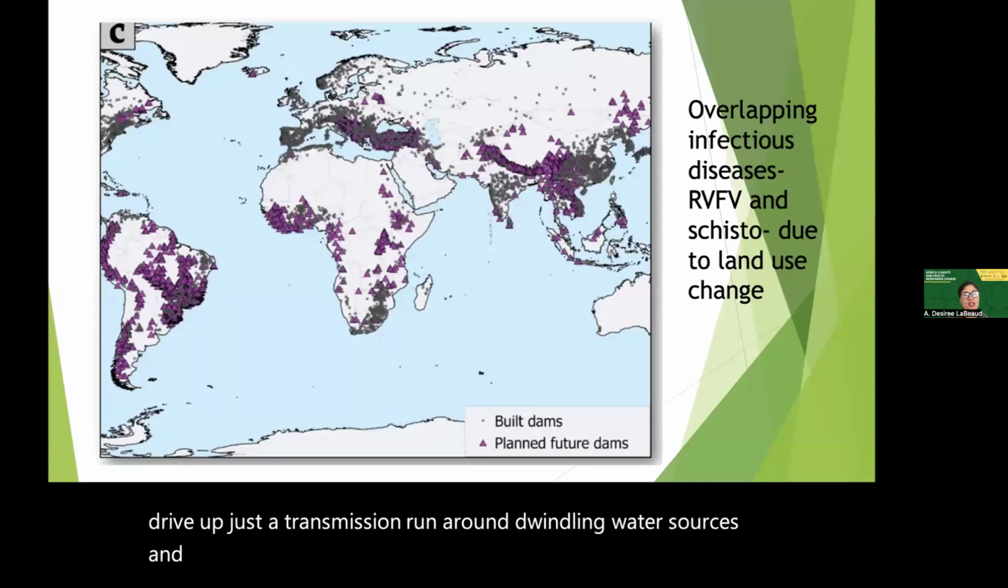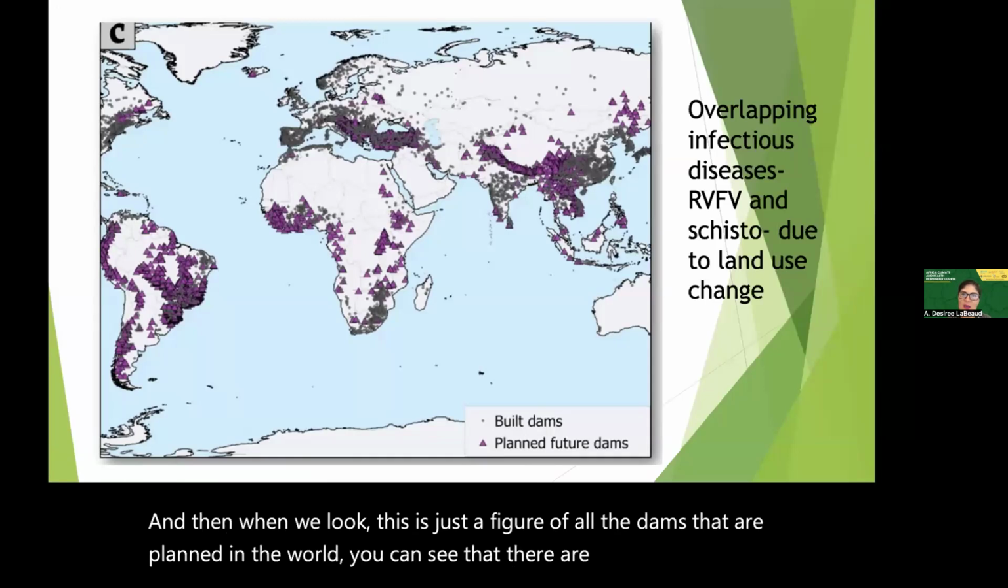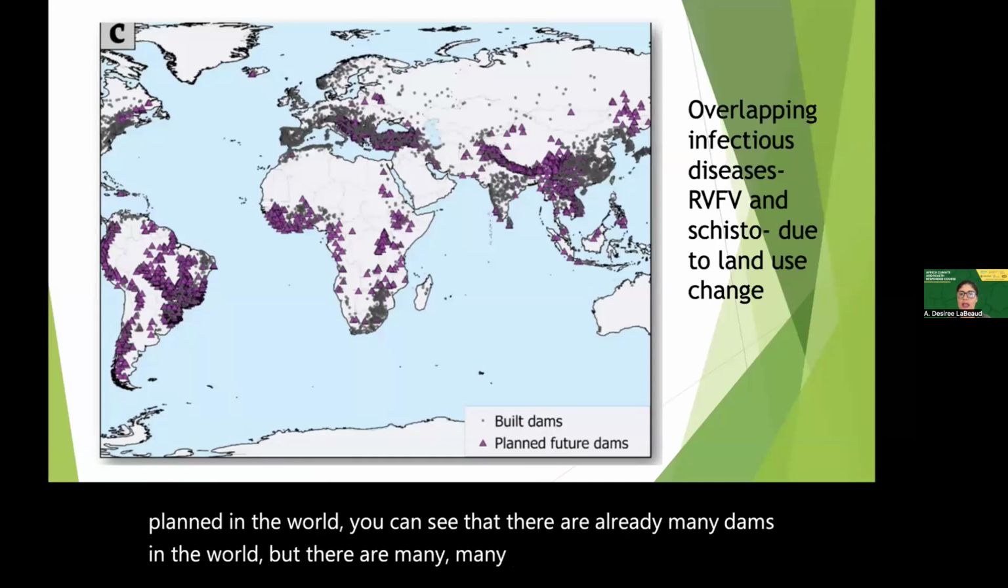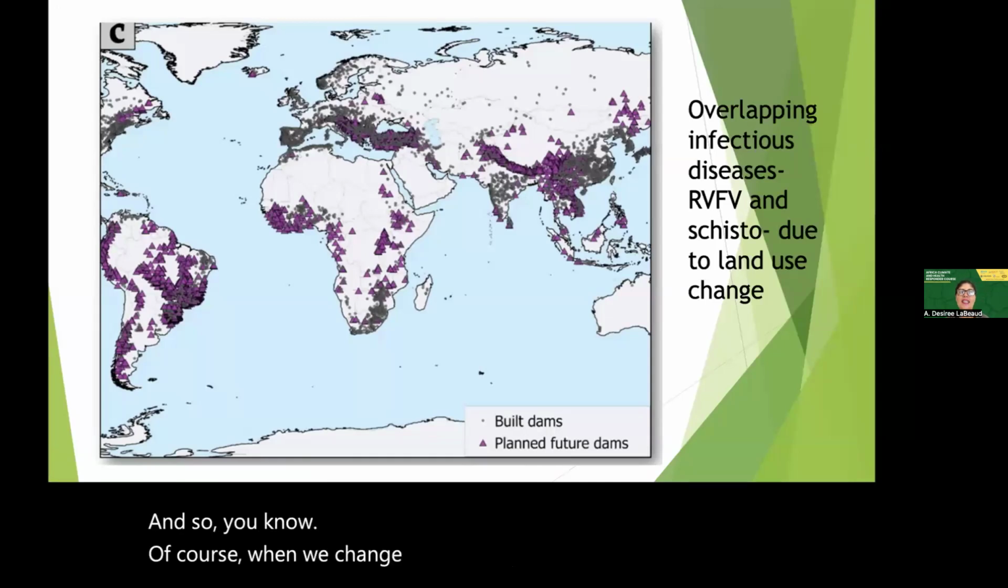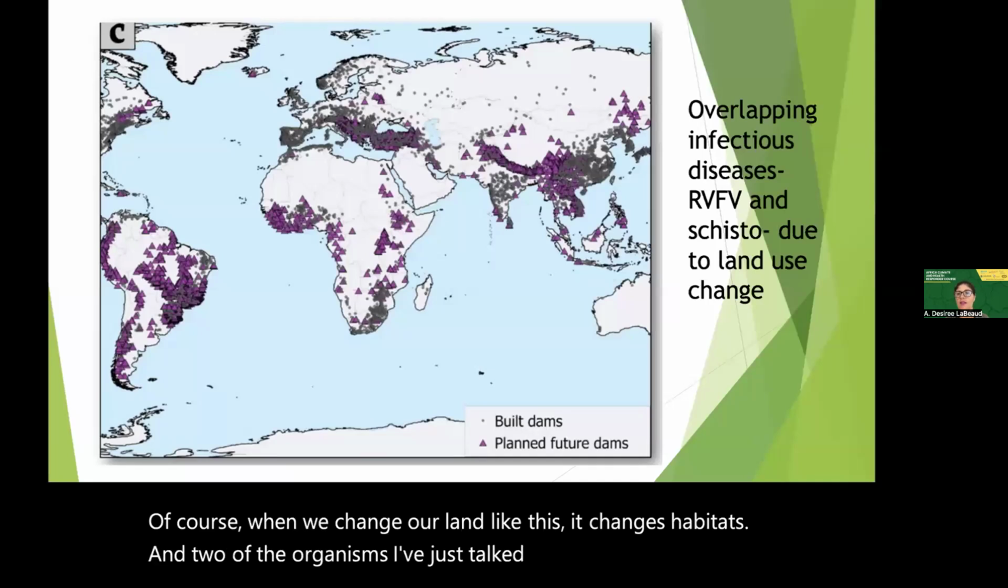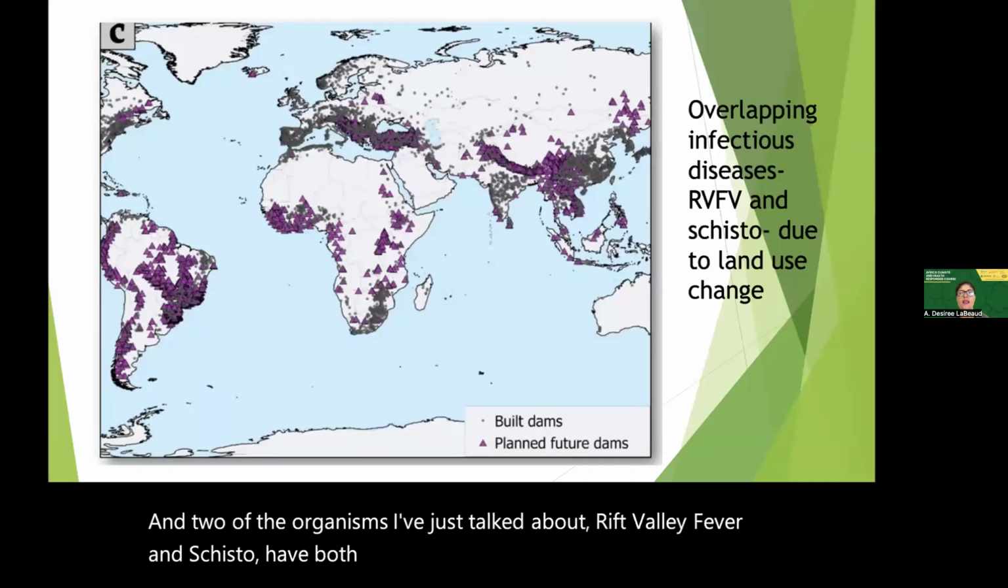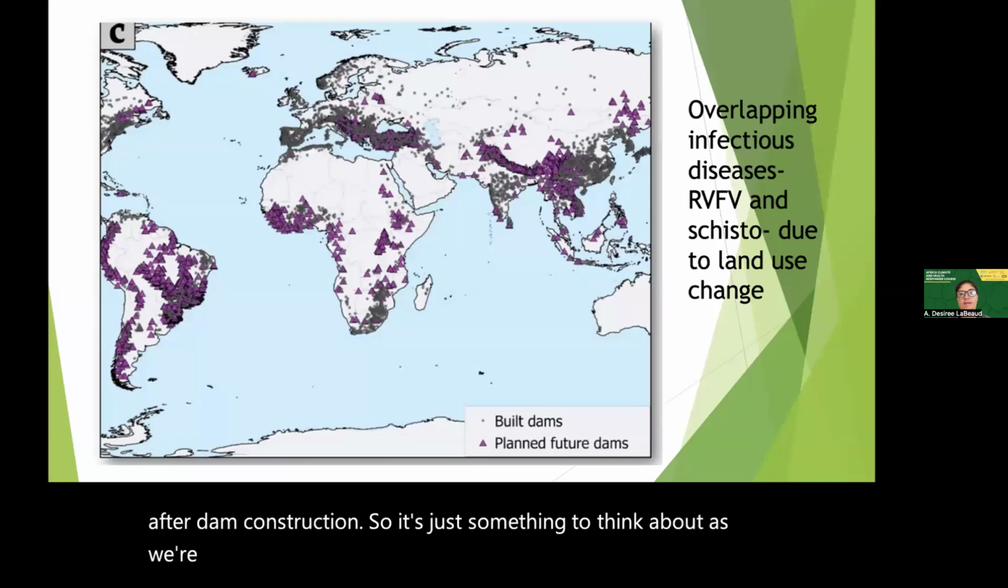And then this is just a figure of all the dams that are planned in the world. You can see that there are already many dams in the world, but there are many, many more, hundreds planned. And so, of course, when we change our land like this, it changes habitat. And two of the organisms I've just talked about, Rift Valley fever and schisto, have both been shown to have explosive outbreaks after dam construction. So it's just something to think about as we're changing our land.